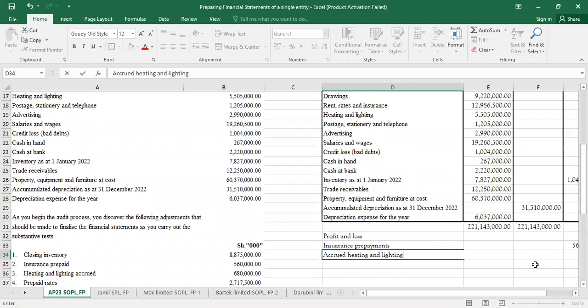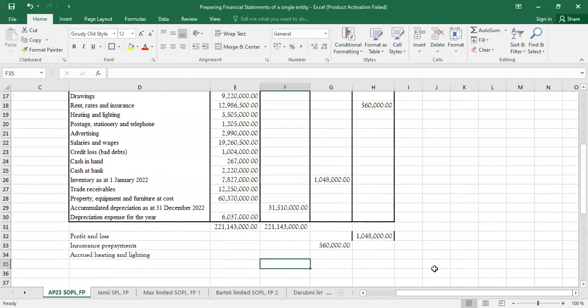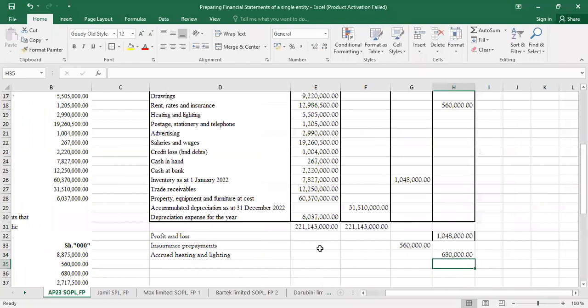So an accrual will have a credit entry, isn't it? Let me just take this one up. Okay, so we'll credit this side, 680, because it's accrued. And now I'll debit the related account, which is here, heating and lighting.